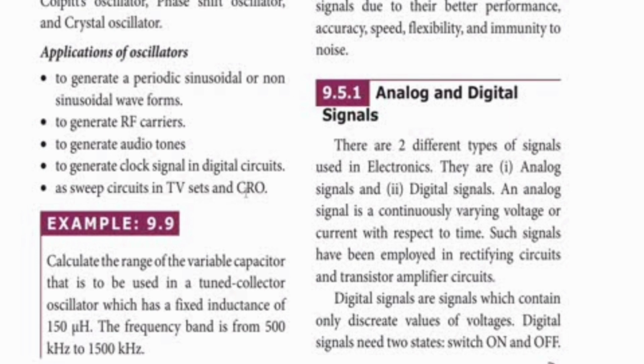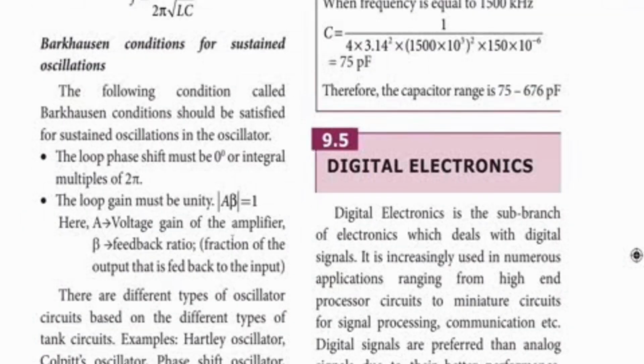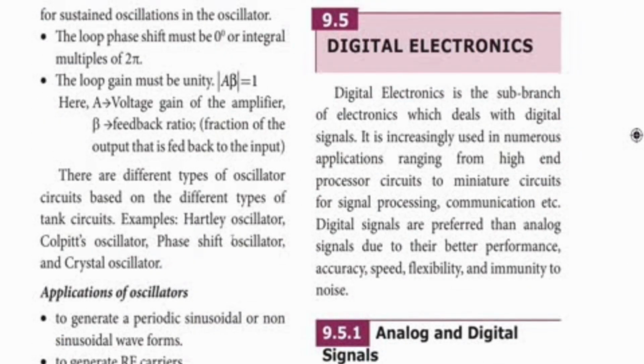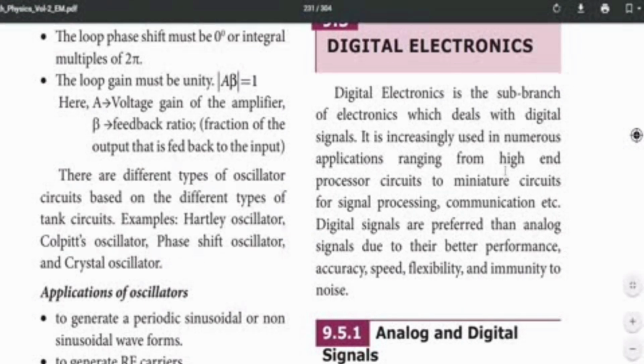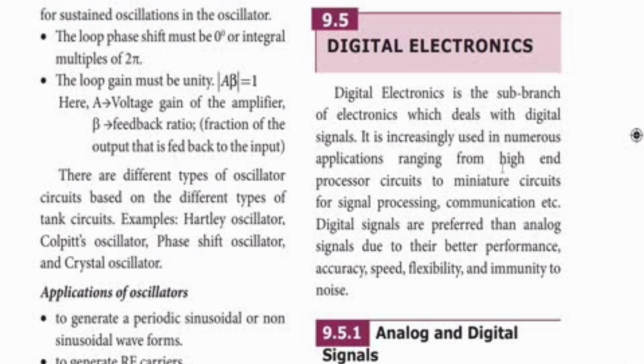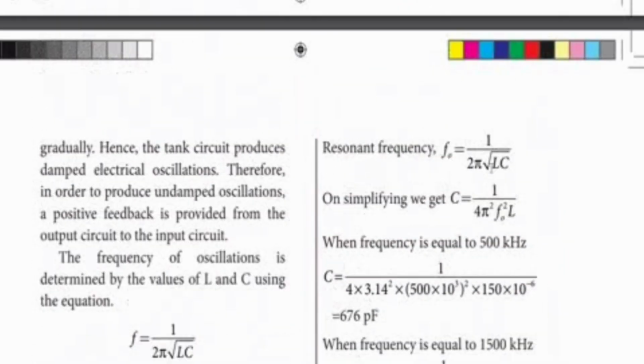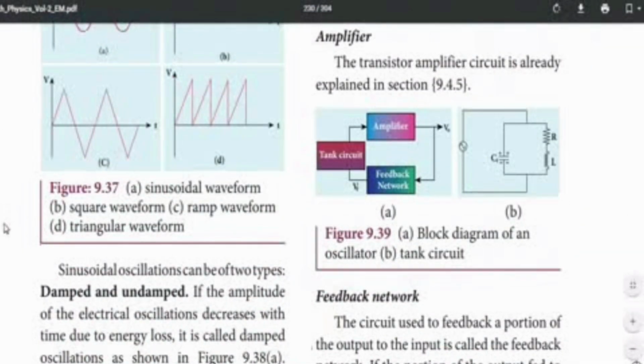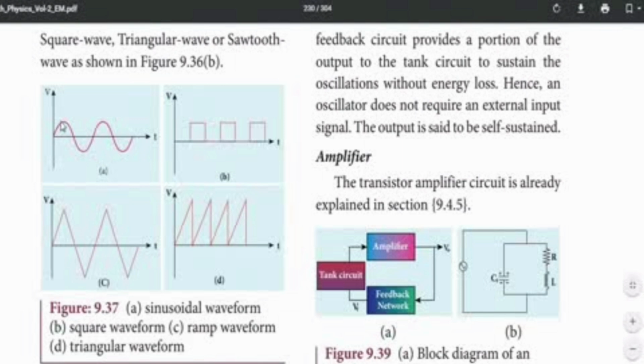Cathode ray oscilloscope. Okay, electronics. Digital electronics. Digital means you know the two types of waves are there. One is the digital wave, another one is the analog wave. Analog wave means it is a sine wave. So the amplitude of that wave gradually increases and decreases. That's called analog wave. So see that this wave is called analog wave. The amplitude of that wave increases and decreases slowly like this. It is called an analog wave.